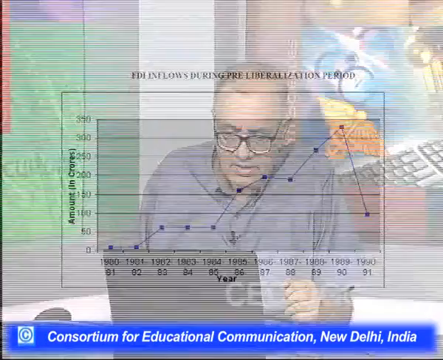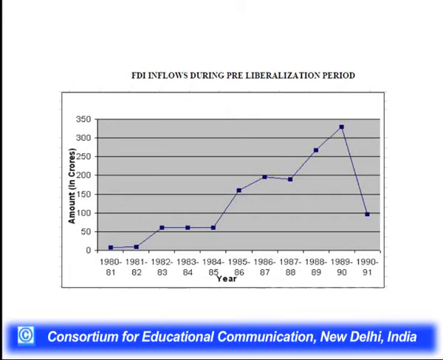Now I would like to put before you the FDI inflow during the pre-liberalization period until 1990-91. Before liberalization, we had some FDI inflow, but very slow growth. In 1991 it declined very substantially, and that is why such low FDI inflow forced the government to go for opening our economy.